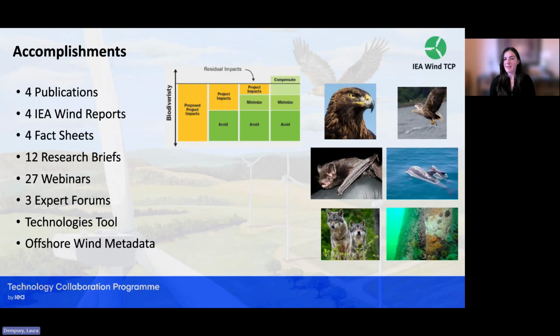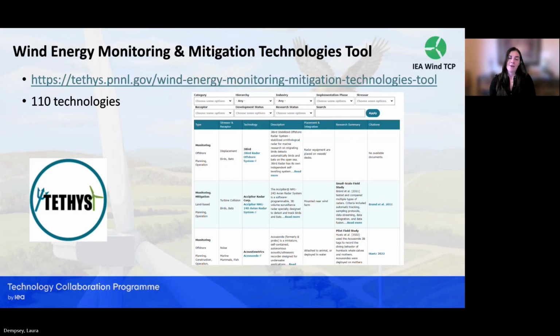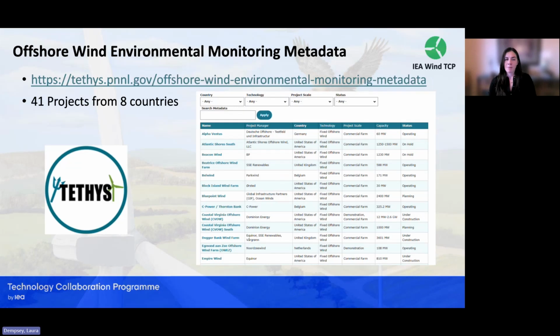A couple of quick accomplishments to date, and all of these can be found on that TETHIS website, so I encourage you to check that out, and I'll just highlight 2 in a little bit more detail. WREN helps run a wind energy monitoring and mitigation tool, so we catalog different technologies associated with monitoring or mitigating environmental effects of wind energy. And we currently have 110 technologies, and we're always adding more, so I encourage you to check that out, or submit a technology if you know of one that's not currently listed on the tool. And then finally, a tool that is looking at environmental monitoring metadata, and we currently have 41 projects from 8 countries.